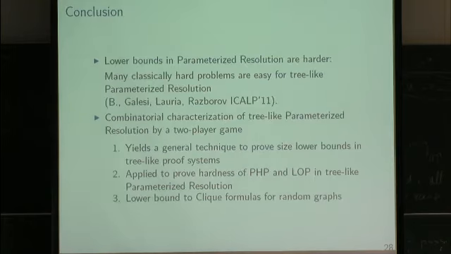So let me just conclude. One statement we can make that is also apparent from Stefan's talk is that lower bounds in parameterized resolution, or in parameterized proof complexity, are harder to obtain. This is in fact also underlined by a result that we obtained with Alexander Razborov, that many classically hard problems are easy for tree-like parameterized resolution.